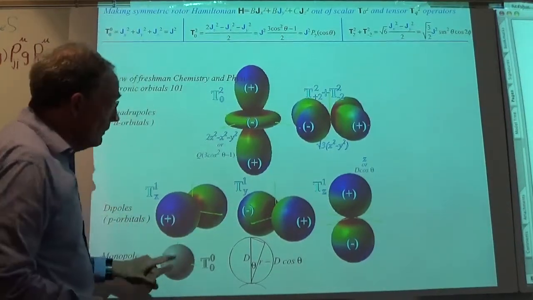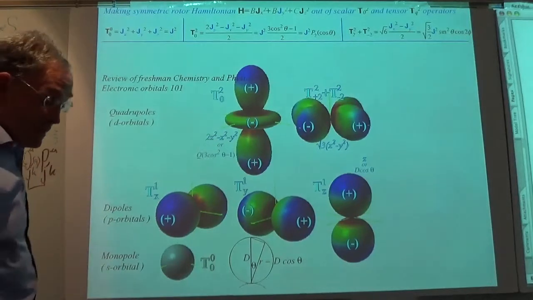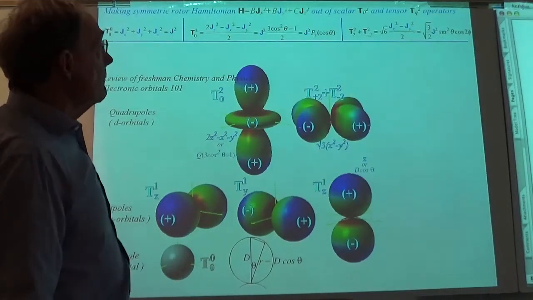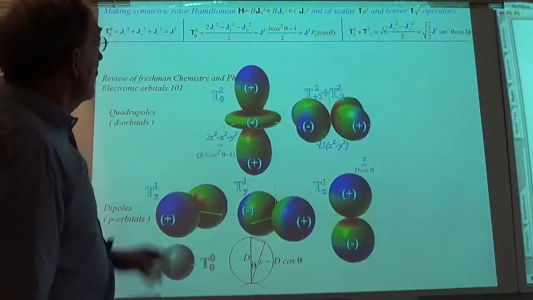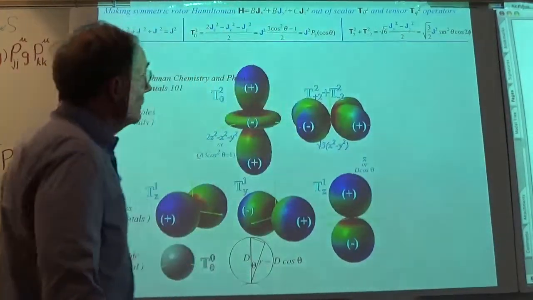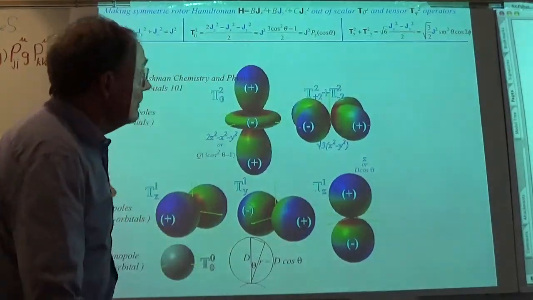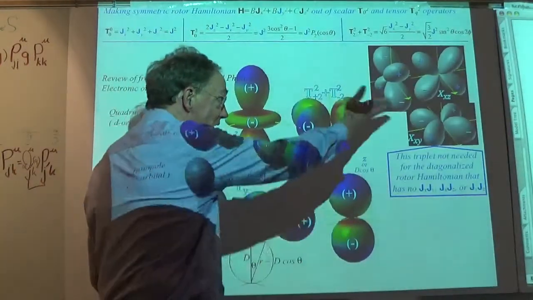But we do want this one. This one's parity plus, and that one's parity plus as well. It's a state with a positive 1 of the inversion. So what I'm going to do is put these together to make the rotor, to make this rotor. Now, we don't need these.